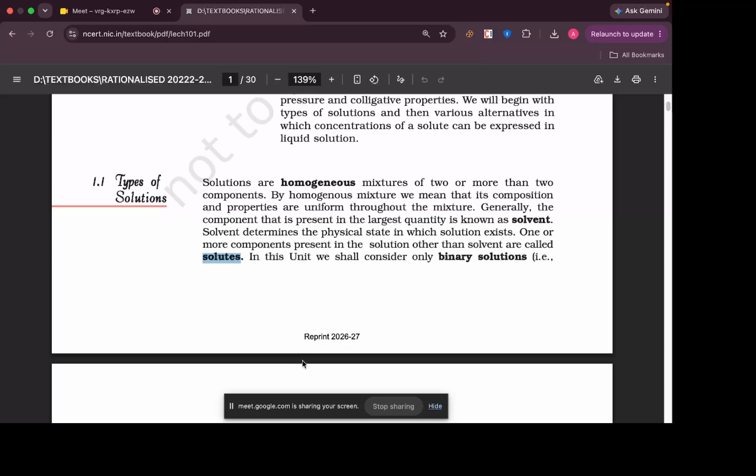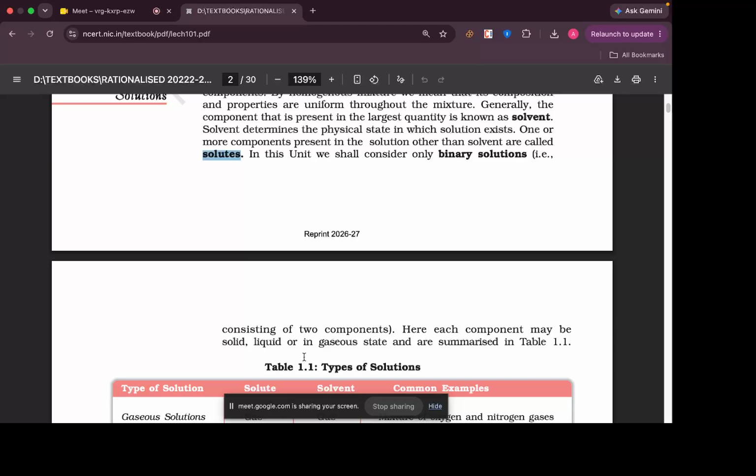What is in large quantity will be the solvent. And what we have to add, that is the solute. Solute will always be less than solvent. You have never heard of adding 1 kg of salt into 1 drop of water. You never heard this. It is not a solution.